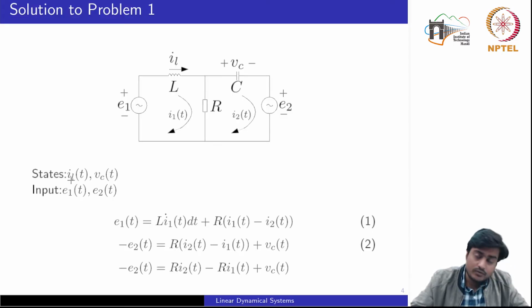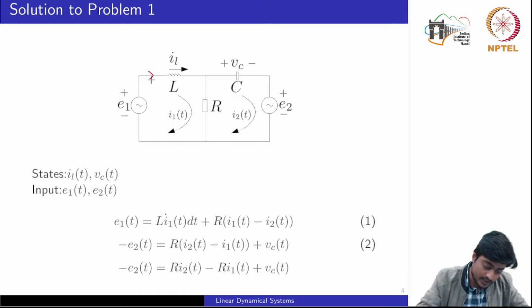At the outset, we have specified two states. First is the current flowing into the inductor, which is IL, and another state is the voltage across the capacitor. The inputs are already pre-specified, which are given by E1 and E2. Now if we take this first loop, in this branch I1 current is flowing, which is nothing but equal to IL, and we suppose that in this branch I2 current is flowing, then in this branch we would have I1 minus I2, by using the simple current law.